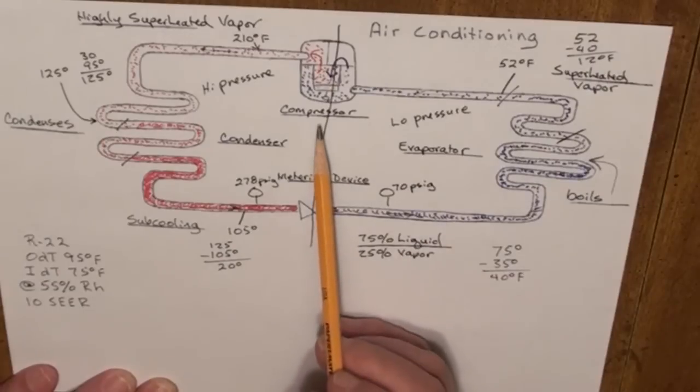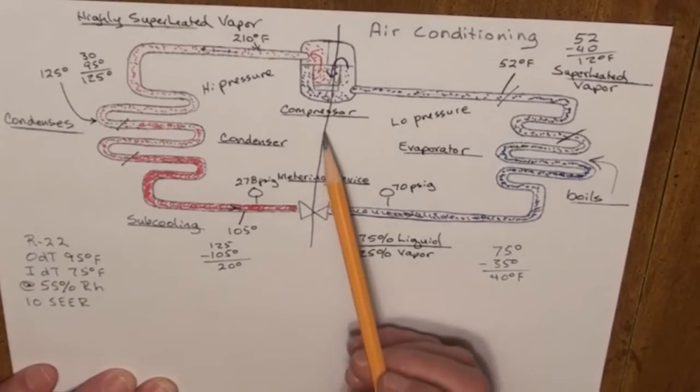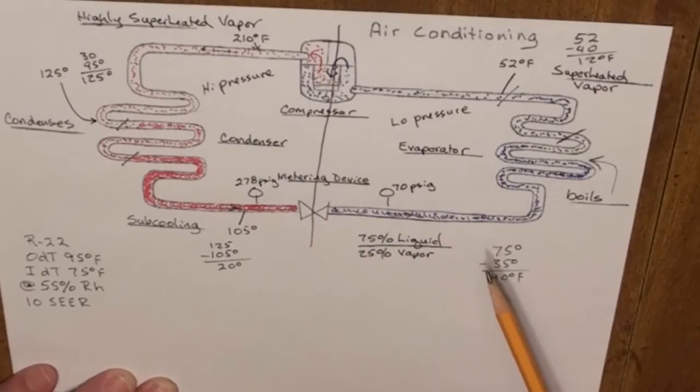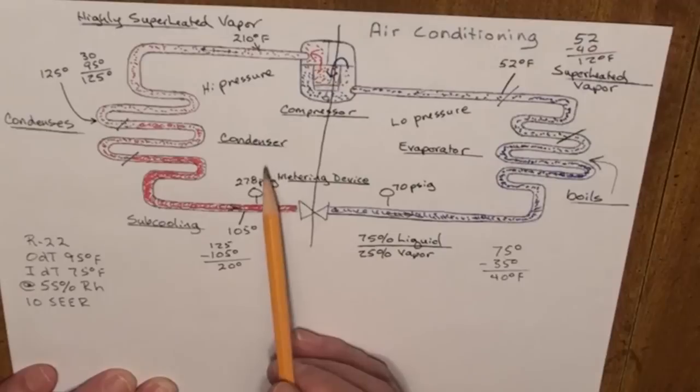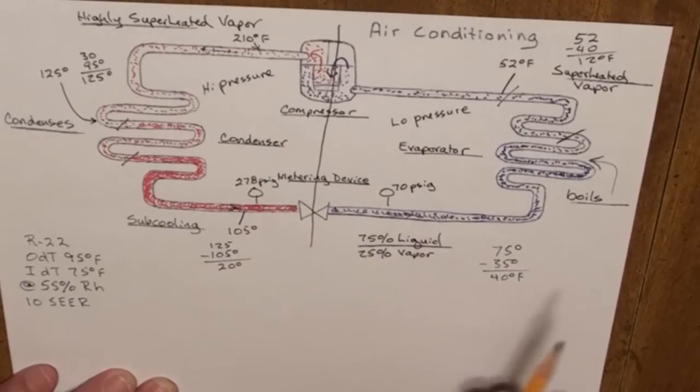Your heat pump has a compressor, condenser, metering device, evaporator. Your dehumidifier has a compressor, condenser, metering device, and evaporator. The largest chiller system sitting on the roof of the largest factory downtown, a 300-ton chiller, will have a compressor, a condenser, a metering device, and an evaporator.